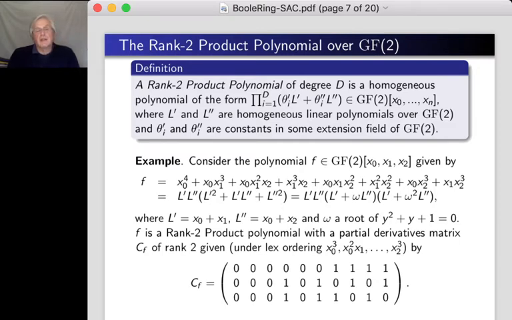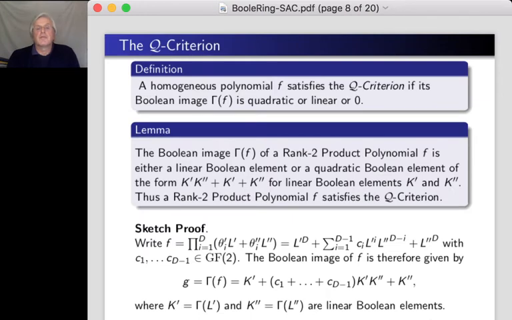And if we calculate the matrix of partial derivatives of f, given at the bottom of the slide, we can see 3 rows because there are 3 variables, and 10 cubic monomials in 3 variables. We write down the matrix, it's going to be a 3 by 10 matrix, and we can see here that it does indeed have rank 2. So we could identify that the polynomial f is a rank 2 product polynomial just from its partial derivatives matrix.